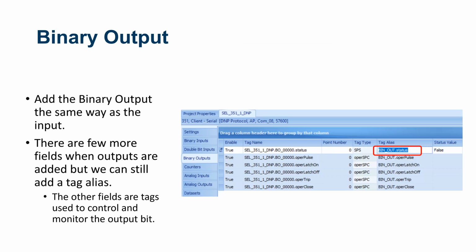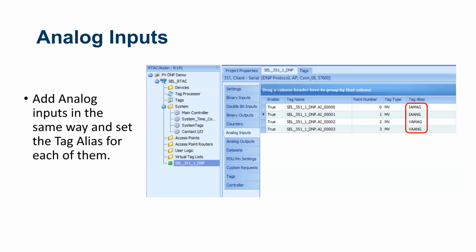And then binary outputs are set up in the same way. There's a few more fields here because they're fields that we can manipulate in the RTAC. They're not too important to worry about right now. But again, we're going to use the tag alias. We're just naming it binary out.status. And we're going to be able to manipulate that and then see what happens in the 351 to verify that it's working. And then we're going to add our analog inputs in the same way and label those through the tag alias field.